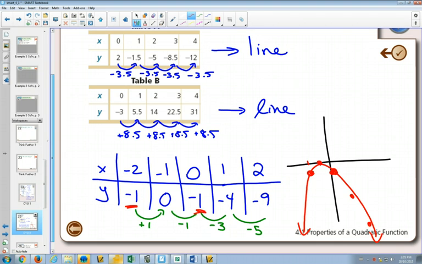We go over 1, down 1, over 1, down 3, over 1, down 5. So that's a pattern to look for in a quadratic equation. Okay, the one to practice with the table of values in your homework is number 6.